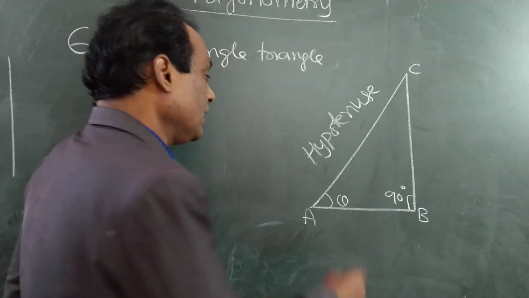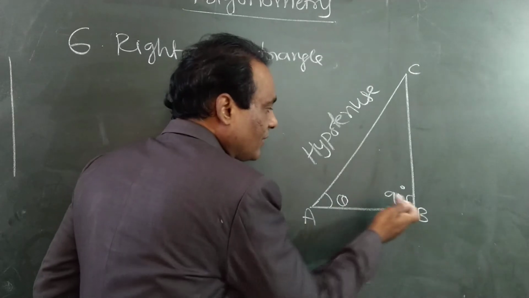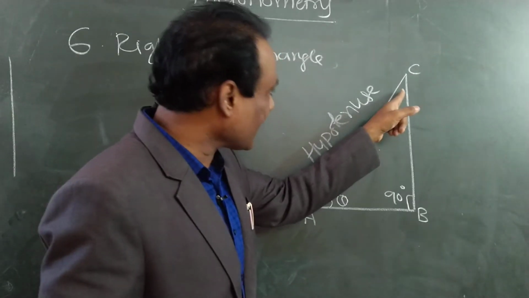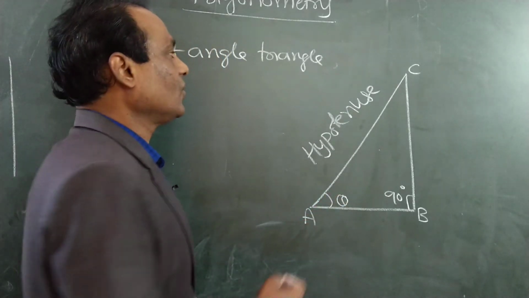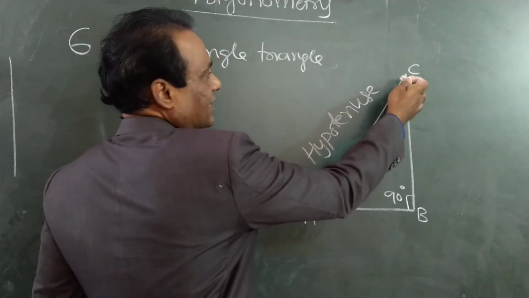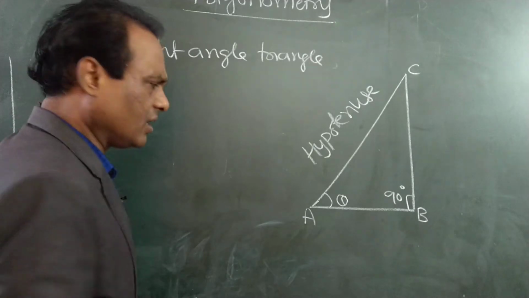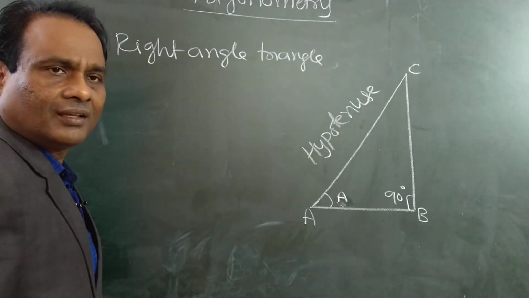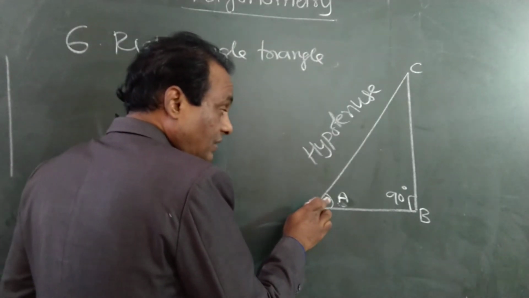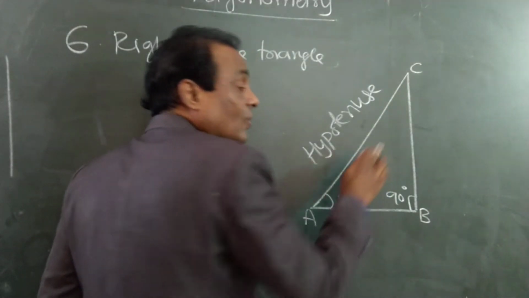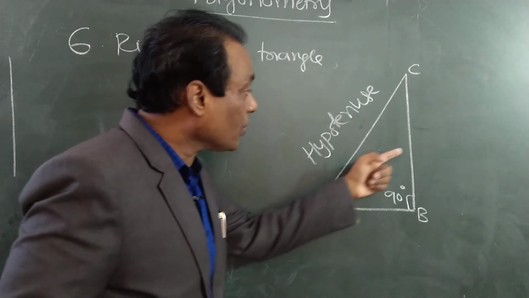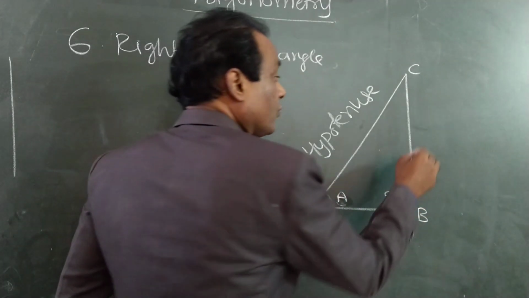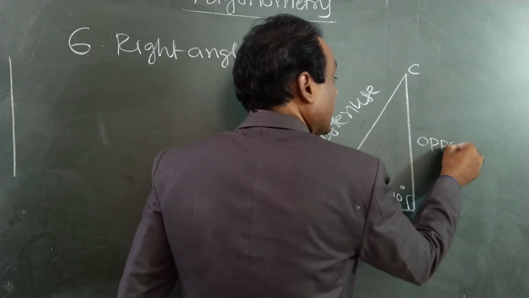Next, if this is 90 degrees, what are the other two angles? This is one angle, this is the other angle. Say this is angle A. Which side is opposite to angle A? This side is opposite to angle A, so we name it the opposite side.